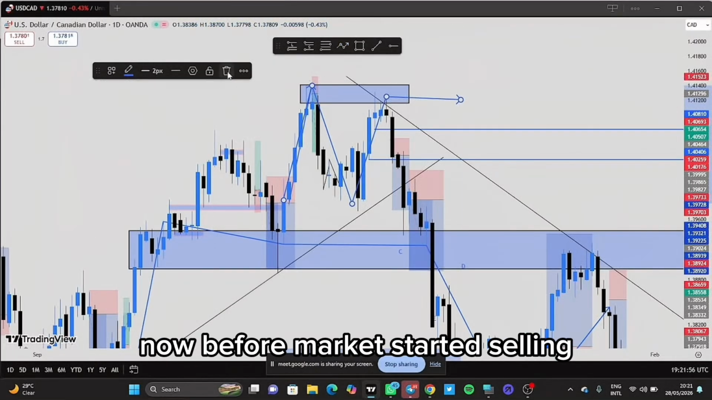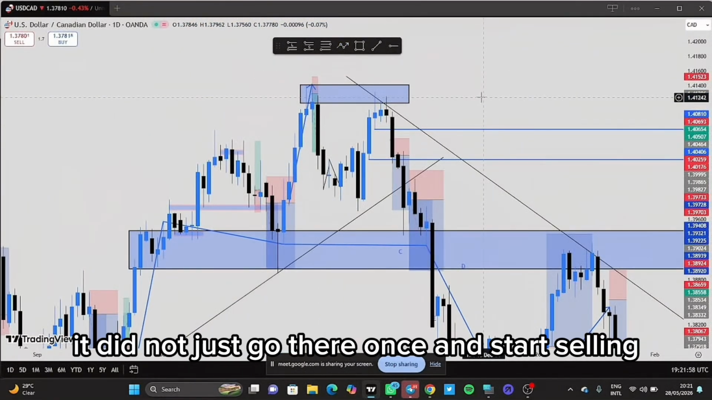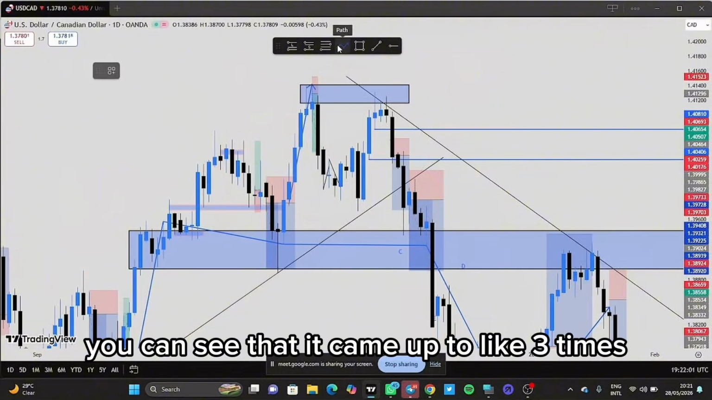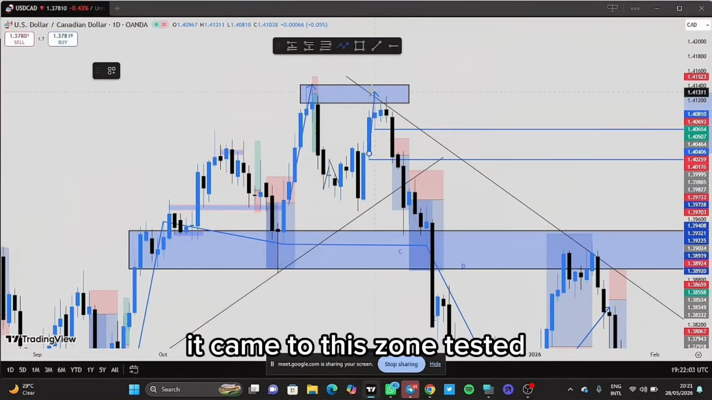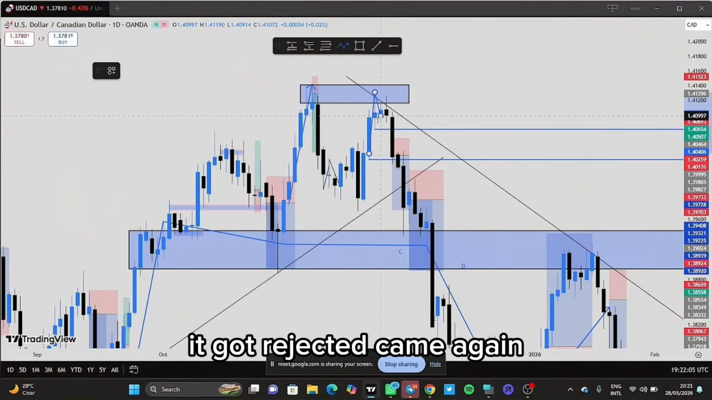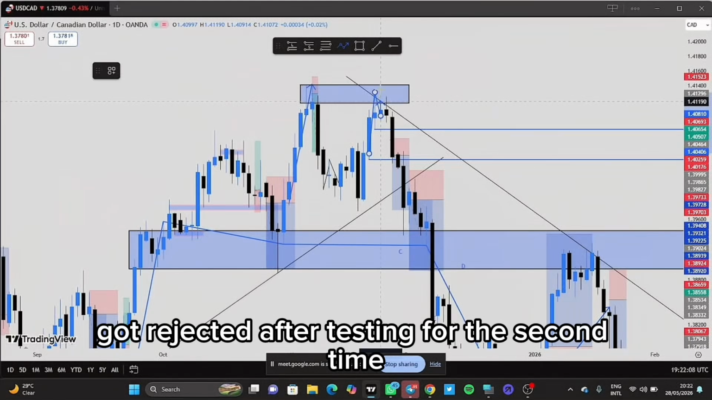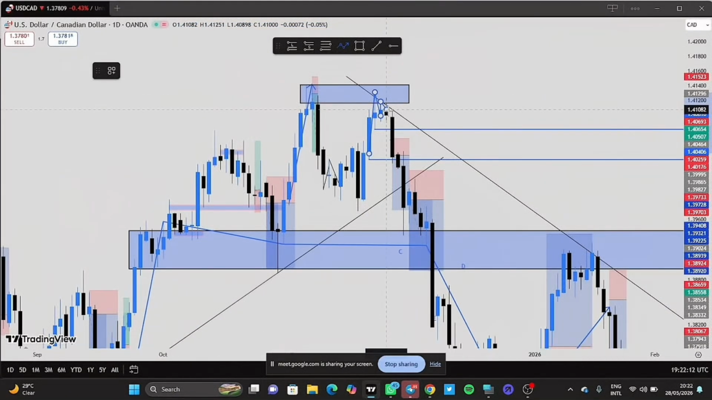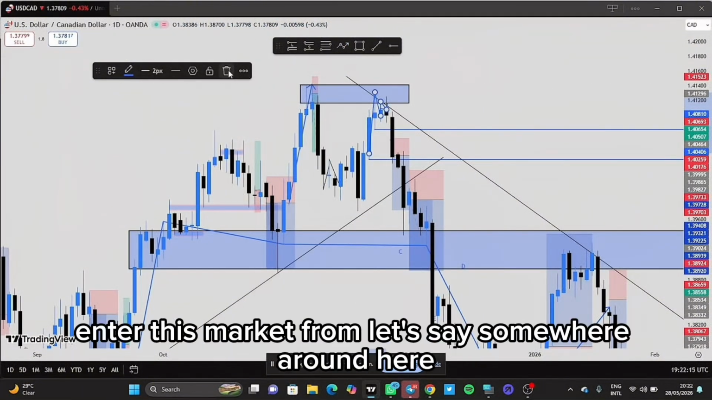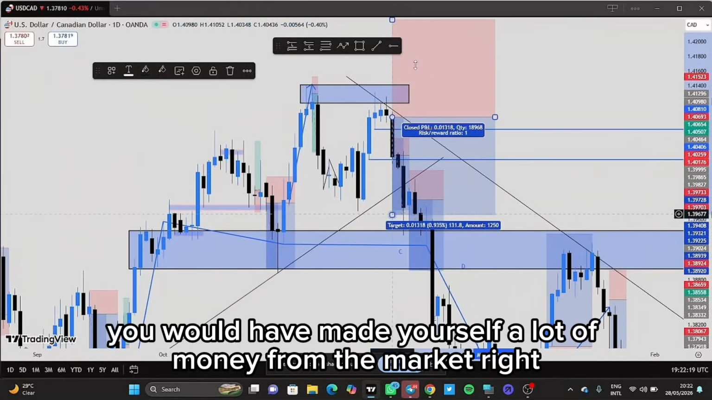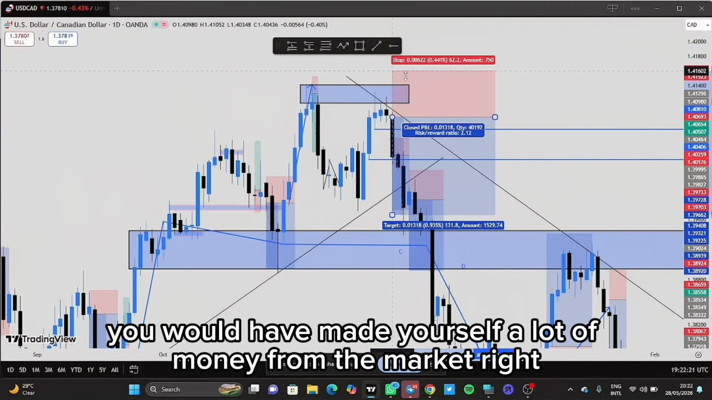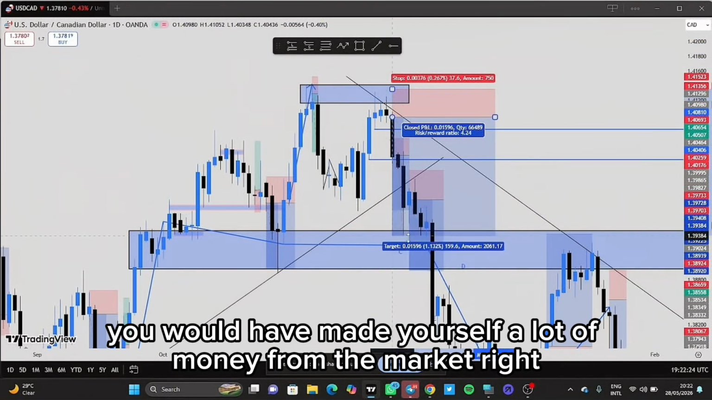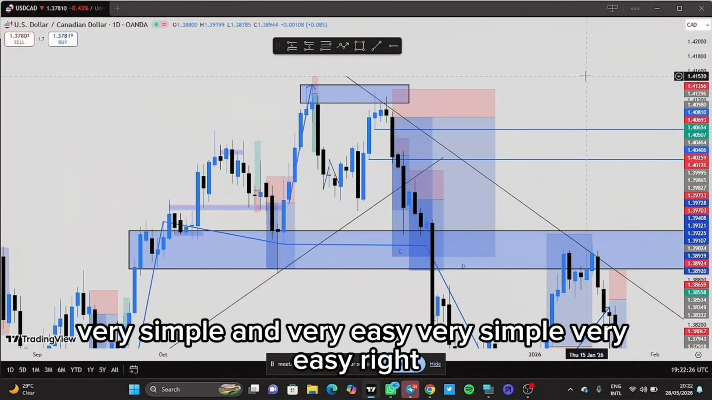Now, before the market started selling, it did not just go there once and start selling. You can see that it came up like 3 times. It came to this zone, tested it, got rejected, came again, got rejected after testing for the second time, then came again and formed a shooting star. So imagine you actually entered this market from, let's say, somewhere around here. You would have made yourself a lot of money from the market, right? Very simple and very easy, right?